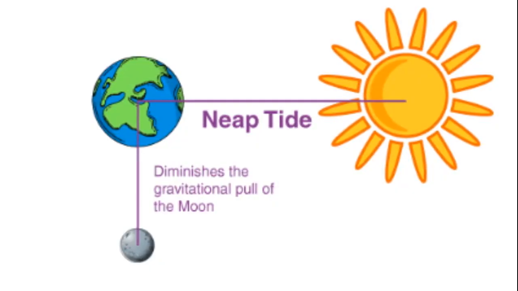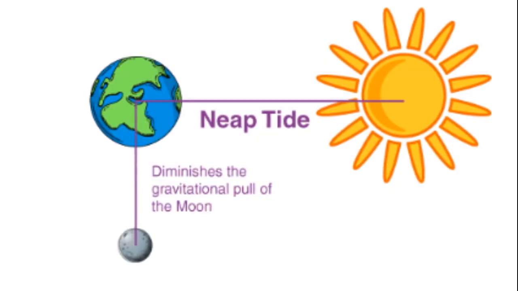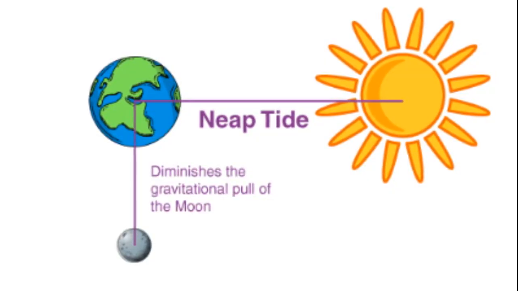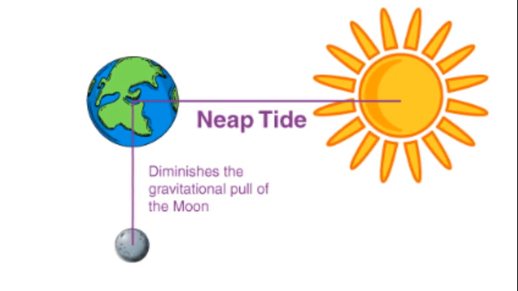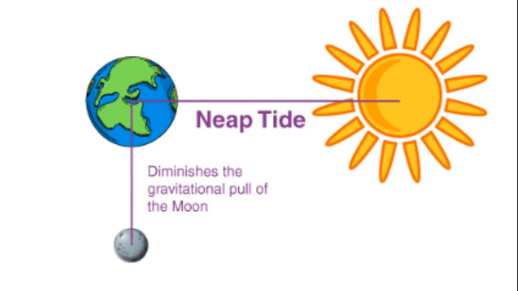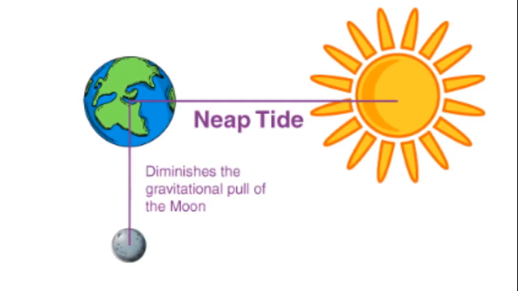When the moon is at a right angle to the sun and earth, the gravitational pulls of the moon and the sun work against each other. This causes the high tides to be lower and the low tides to be higher, making the difference between the two smaller.